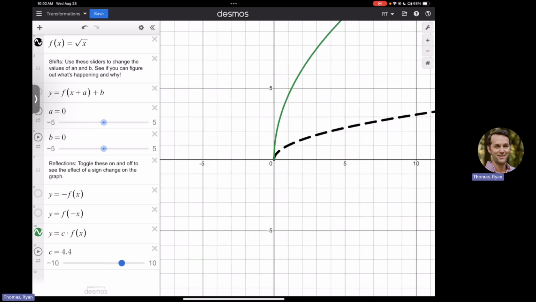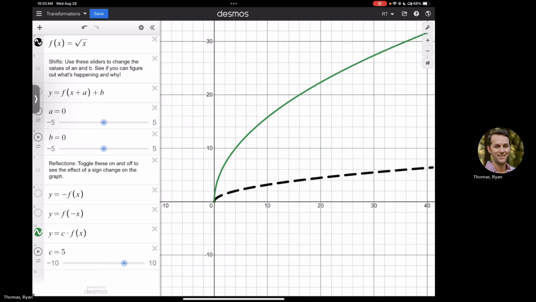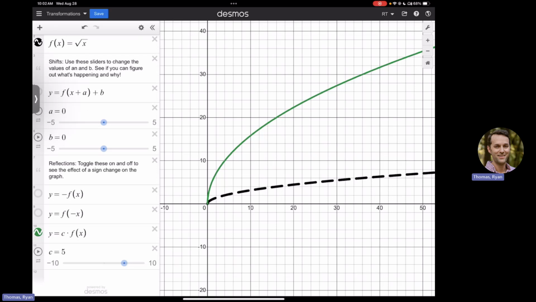On the other hand, if I take the whole thing and multiply it by 5 or something, it still does basically the same thing. It goes to the same places. It hasn't moved where it sits, but it's taller. It's stretched out vertically.